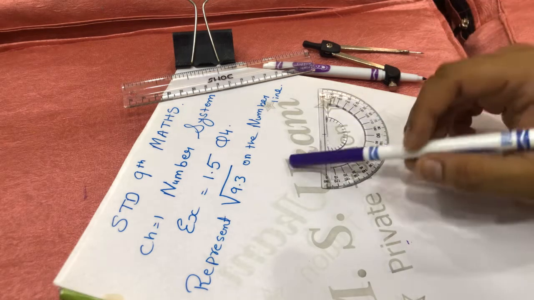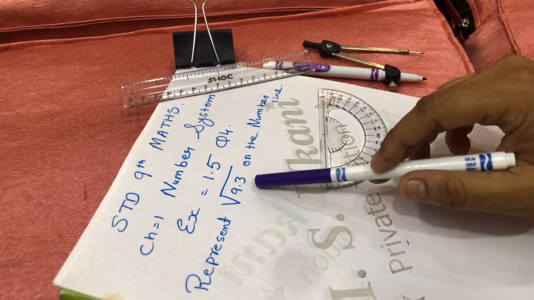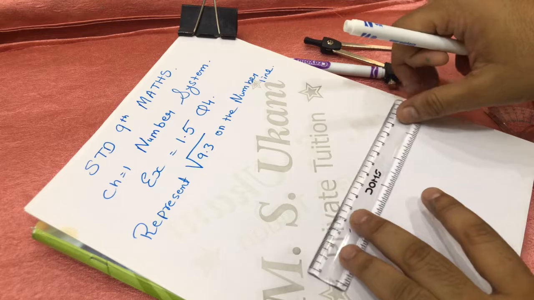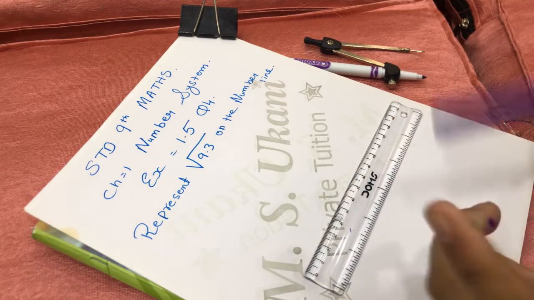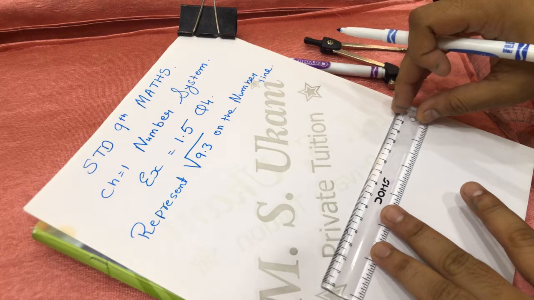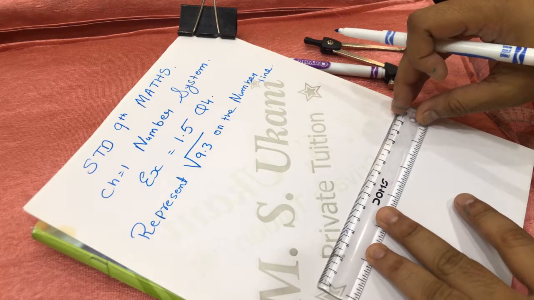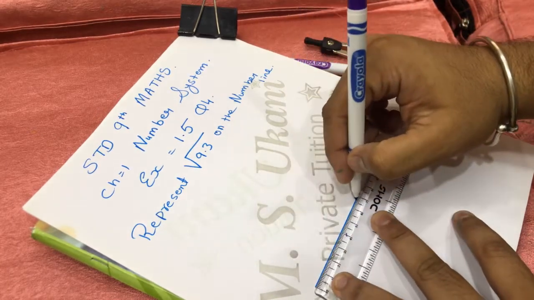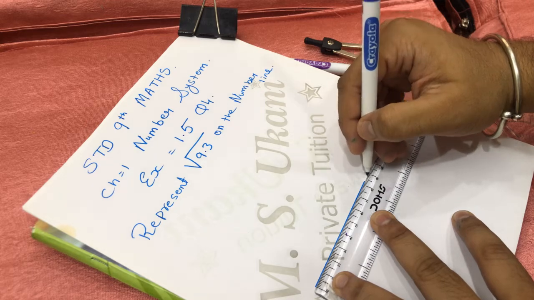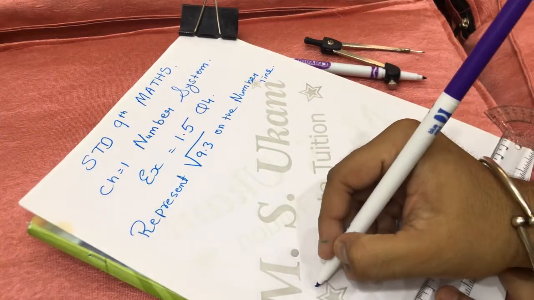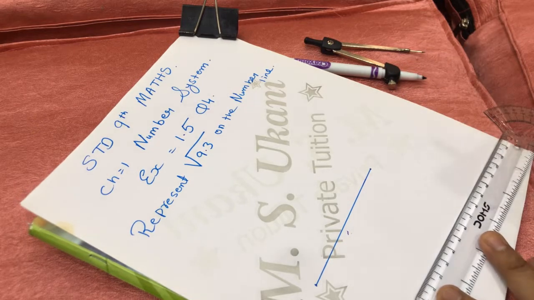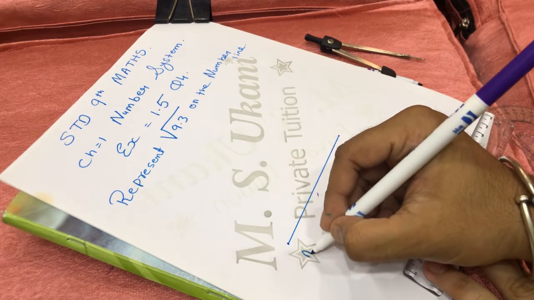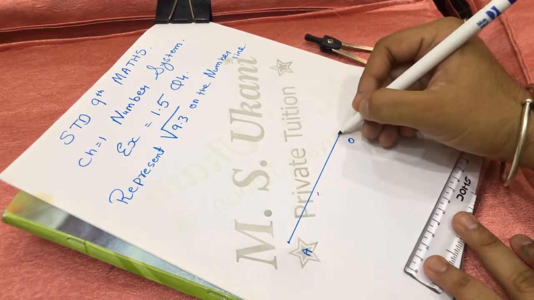First of all, we have to draw a line segment for 9.3. So let us make one line segment of 9.3. From 0 we will start and we will go up to 9.3. After making the line segment 9.3, we have to give the names, A and O, over here.